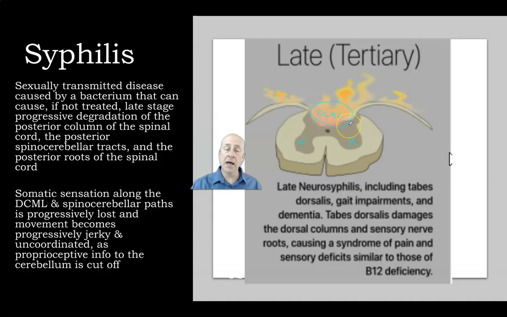If your DCML is being shredded, you're not feeling light pressure, you're not feeling light touch, you're not feeling vibration, you're not getting proprioception. You're not able to get proprioception up to the cerebellum or even to the cortex. You're not able to figure out where you are in space. Your movements become uncoordinated, jerky, loss of balance, and you're just losing all that proprioceptive information, right?